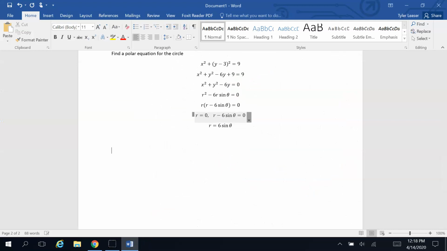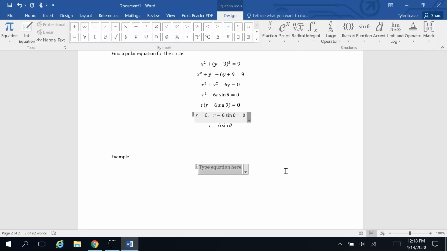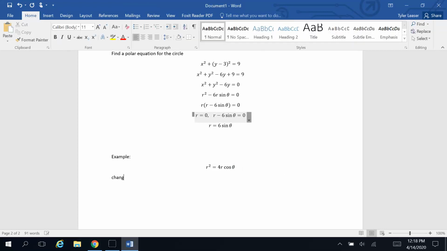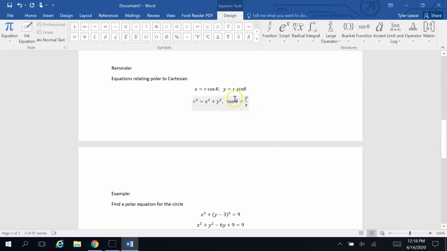We can do the same thing, but the other way around. So just another example. Instead of me giving you something in Cartesian form and asking you to change to polar, I could give you something in polar and ask you to change to Cartesian. So if we had something like r squared is equal to 4r cosine of theta, and the question would be change to Cartesian form. All right, so to do that, we're doing the same thing. We're just replacing r and theta with x's and y's using these 4 equations up top here.